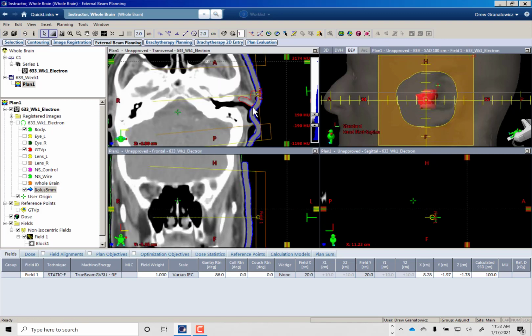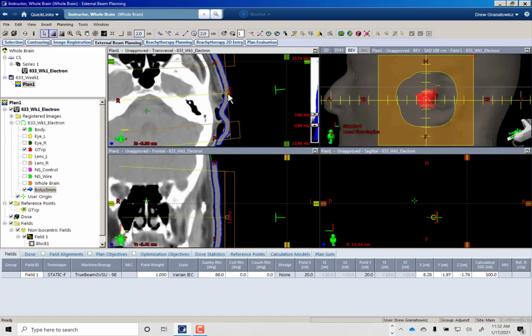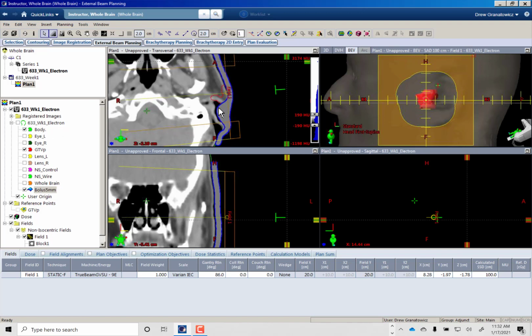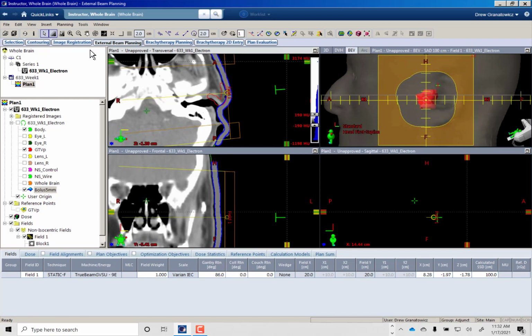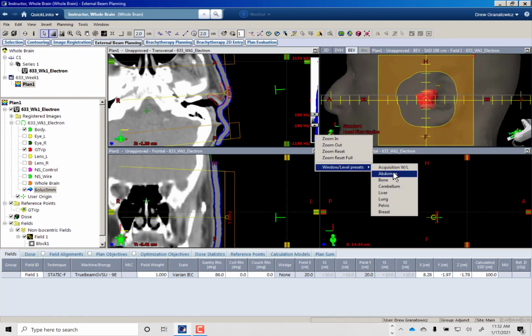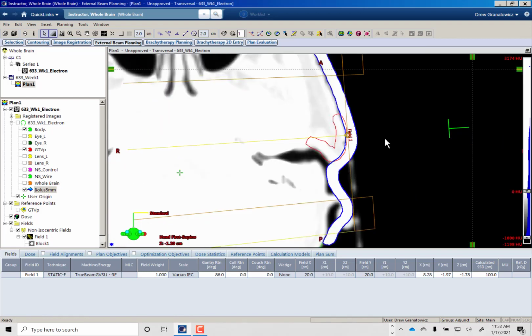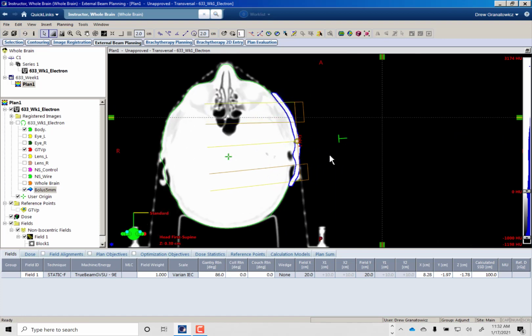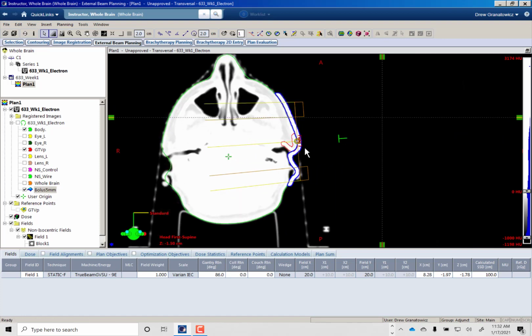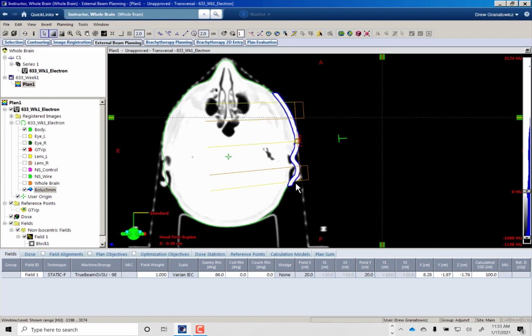Okay, so when you're making bolus, your bolus is always going to just follow your body contour exactly. So if you want to change how your bolus looks, you need to change your body contour. So for example, this patient has a mask on, right? So we need to ask ourselves a question. How do we want this to work? If we want this bolus to be laid on top of the mask, we would modify our body contour to follow the mask so that the bolus would be laid on top of that.